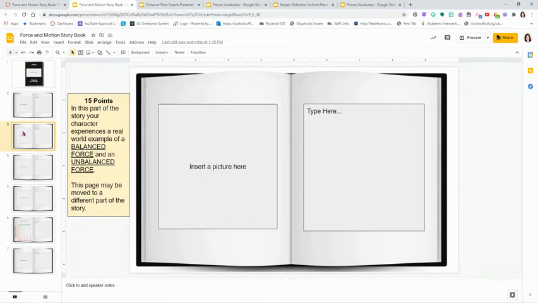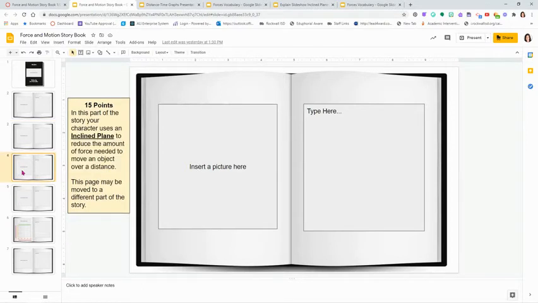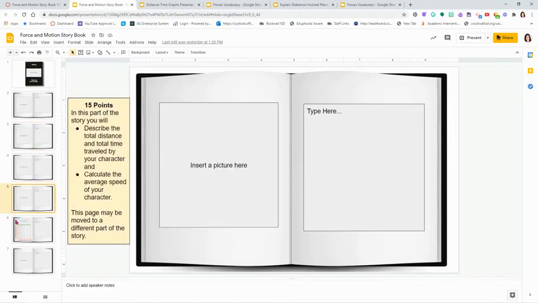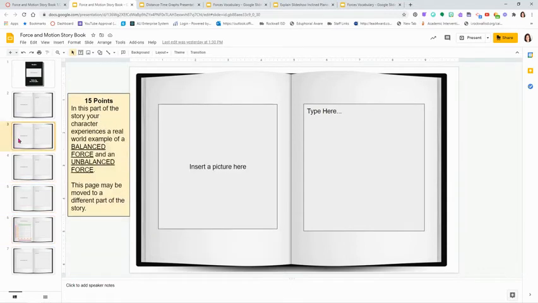Now, I'm okay with these content slides. The concept slides can be rearranged in the order that you need to fit your story. You're going to have one page in your book that focuses on your character encountering or experiencing real-world examples of balanced forces and unbalanced forces. You're going to type that part of the story that includes balanced and unbalanced forces correctly, and you're also going to insert a picture to show that to me.